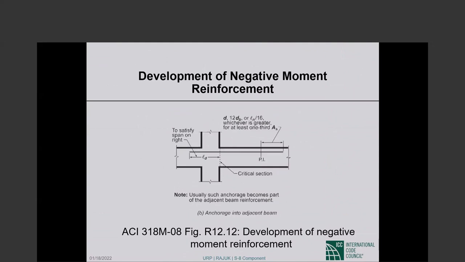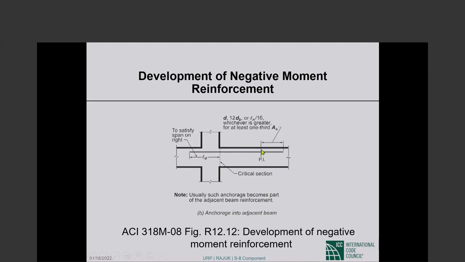However, this is what we were talking about in beyond inflection point. So this is obviously a negative bar at the base of the support. We have to have the bar fully developed. That would require development length, straight bar development L sub D. So the bar needs to continue for at least L sub D this way.